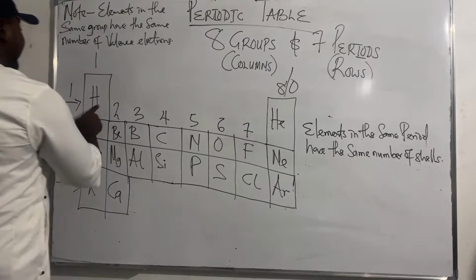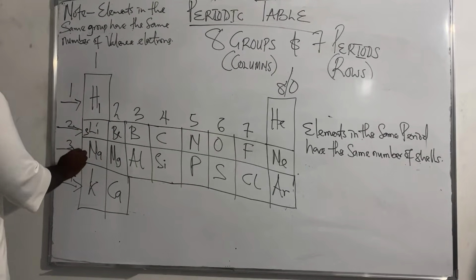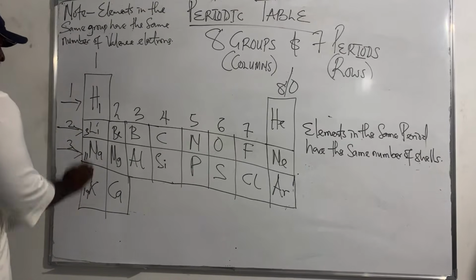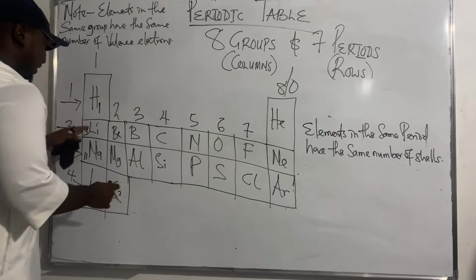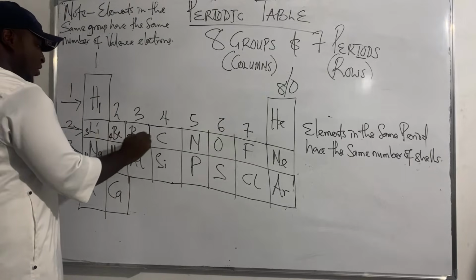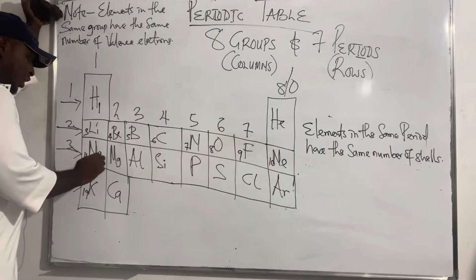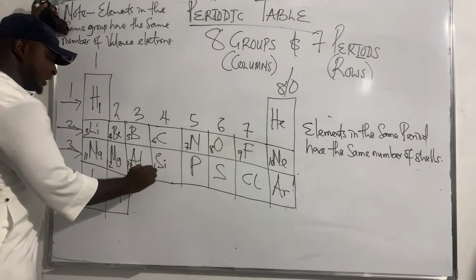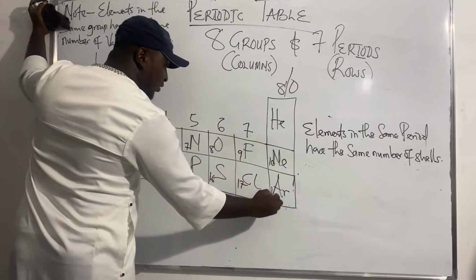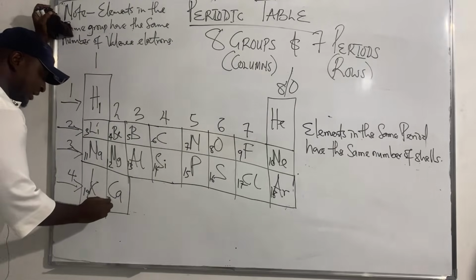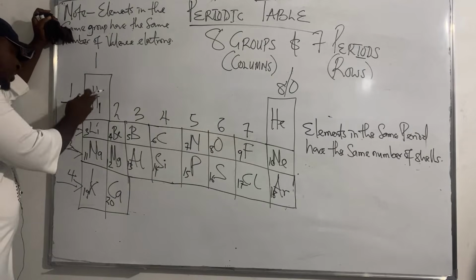Let us prove it to you. Look at every element in group 1. Hydrogen is 1, lithium is 3, sodium is 11, potassium is 19. If you check the element table, hydrogen is the first element. When you are listing the first 20 elements, hydrogen is number 1. Helium, lithium, beryllium, boron, carbon, nitrogen, oxygen, fluorine, neon, sodium, magnesium, aluminium, silicon, phosphorus, sulfur, chlorine, argon, potassium 19, calcium 20.